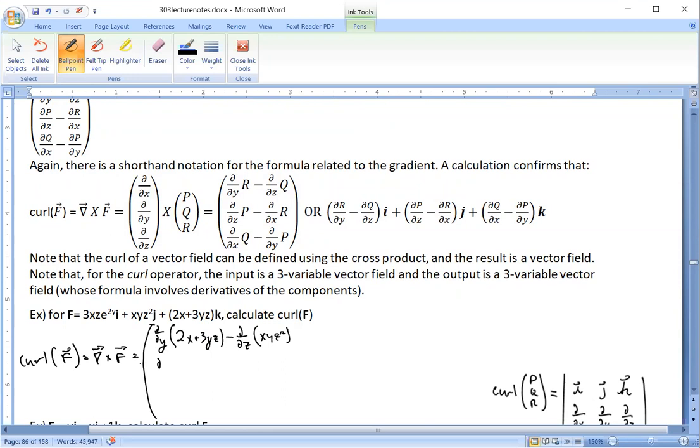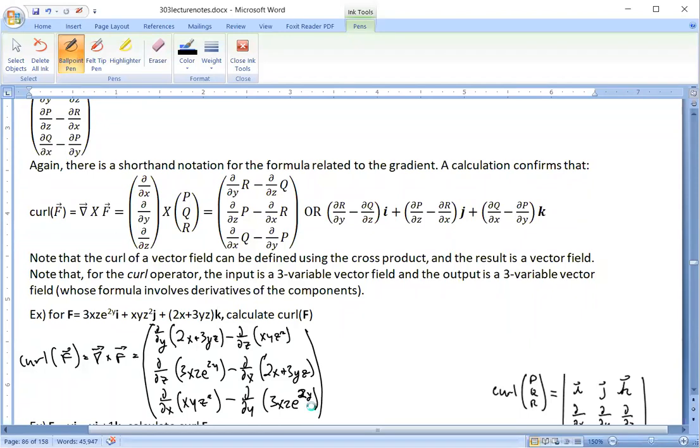It's going to be dp dz minus dr dx. So d dz of 3xz e to the 2y minus dr dx, so d dx of 2x plus 3yz. There's your second component. Third component, dq dx minus dp dy. So that's d dx of x, y, z squared minus d dy of 3xz e to the 2y. Okay, so there's the setup for the curl.